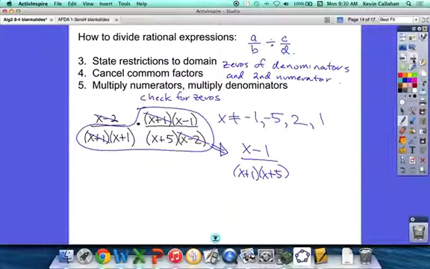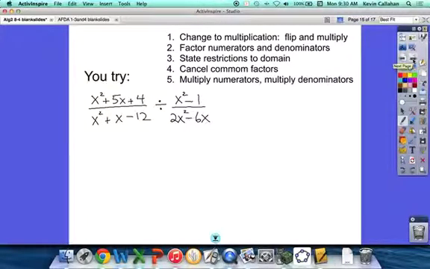Good. So try it yourself. See how far you can get. See if you can get that first step at least. Change it to a multiplication, flip, and multiply.